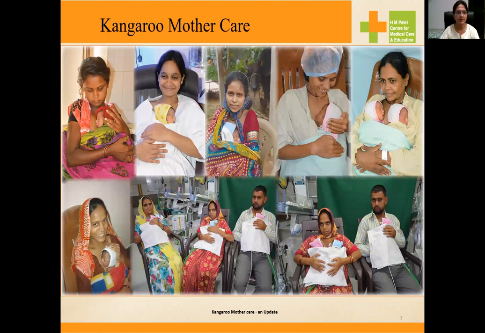So you can see this picture. It's such a beautiful picture showing kangaroo mother care given by mothers. And you can see the KMC is also given by father in this picture. In one of the pictures, you can see twin babies where a mother is giving KMC to the twins.